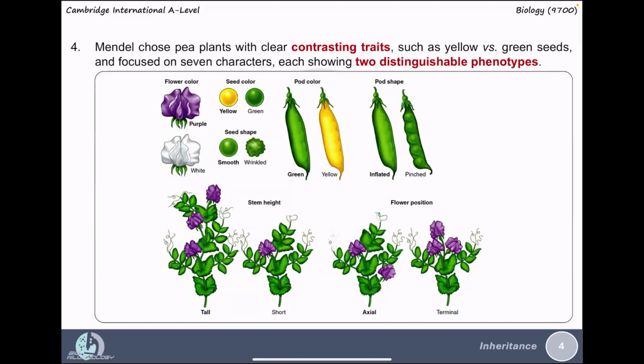So you can see that the phenotypes or traits shown on the left are dominant traits. In this lesson, we are going to focus on the seed color and also the shape of the seed.